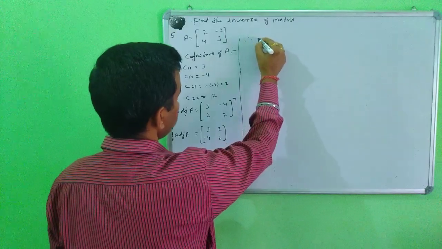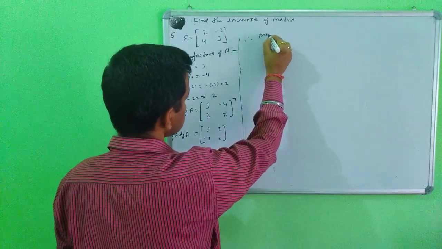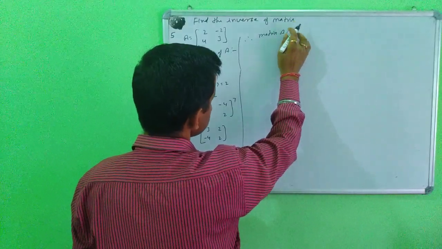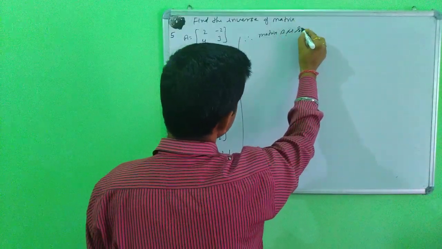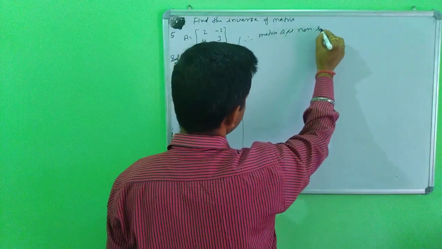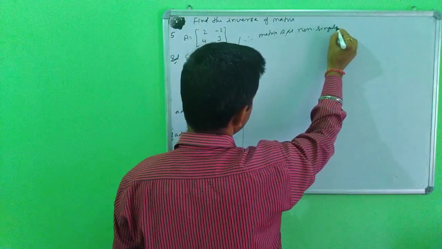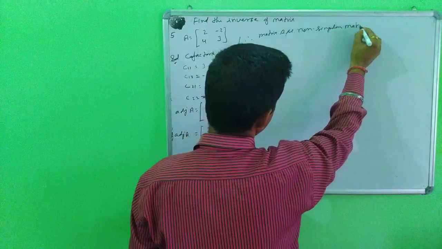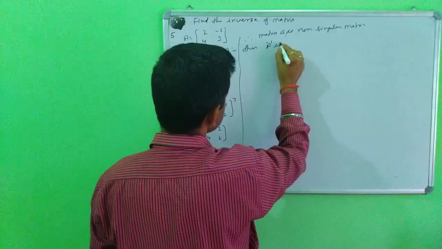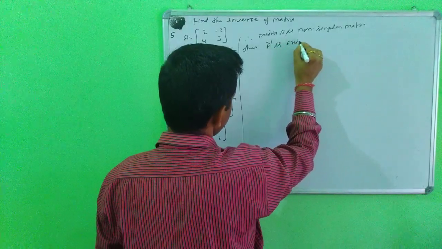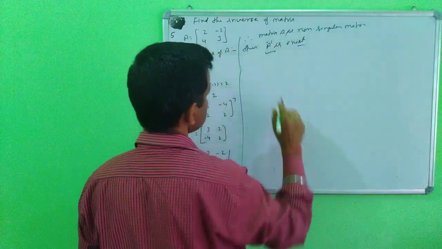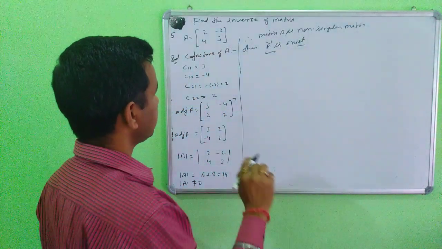So therefore matrix A is a non-singular matrix. Non-singular matrix, then A inverse exists. Means A inverse exists. Next we find the A inverse here.